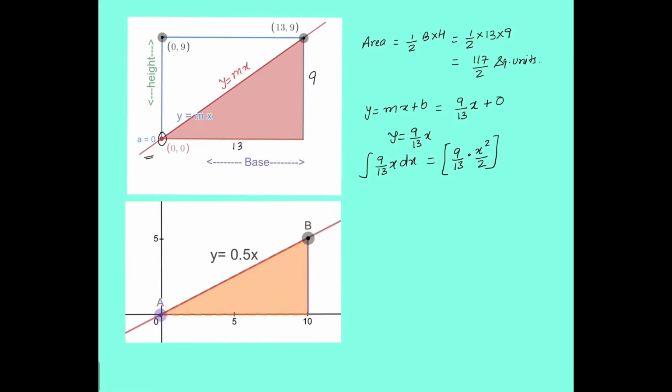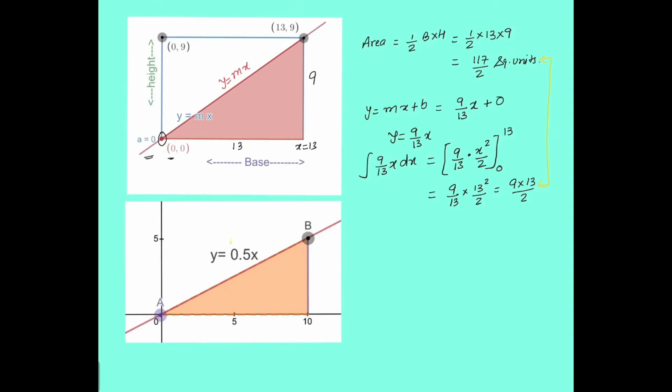So you don't need to put c here, so just plug in the limit values of x, because x starts from 0 and goes till 13. So if you simplify that, 9 over 13 times 13 square over 2 would be the same as 9 times 13 over 2, which is 117 over 2. So both ways, the geometrical concept of area and the integration after substituting the limits, the results are the same.